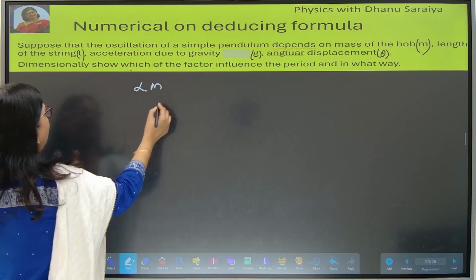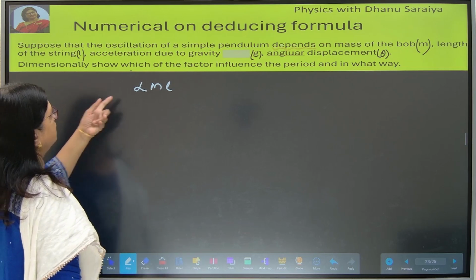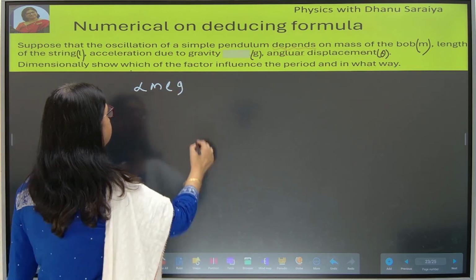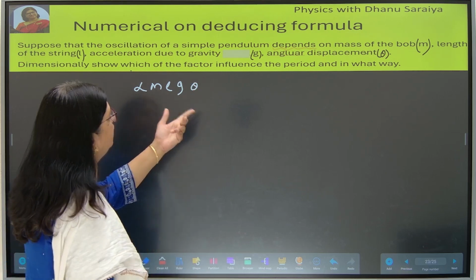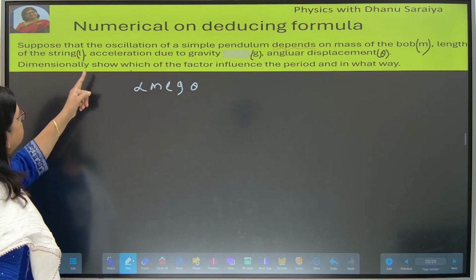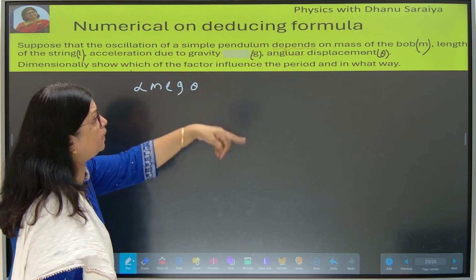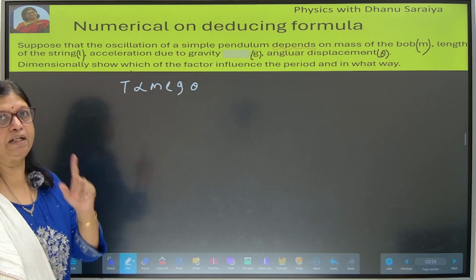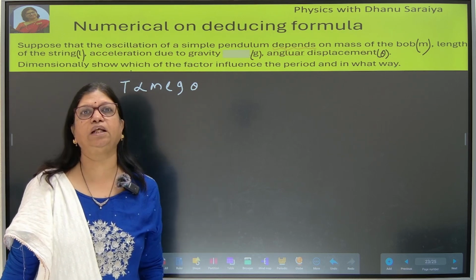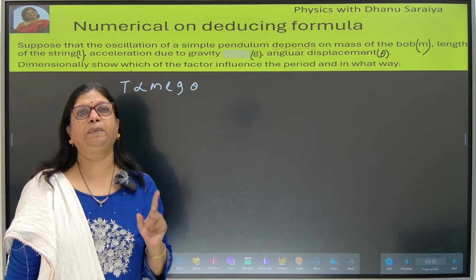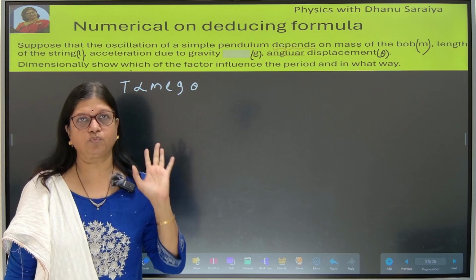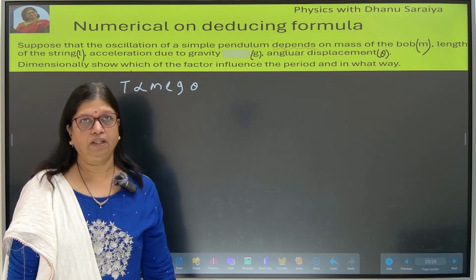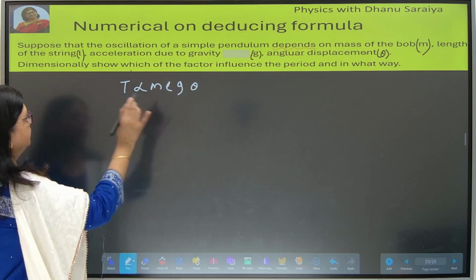Length of the string L as they gave us. Acceleration due to gravity g as they gave us. Angular displacement theta as they gave us. Now what is depending on all this? That is, dimensionally show which of the factors influence the period. So the period we will denote by T. The period of any oscillation is always denoted by a capital T, not by a small t. Small t is for the instantaneous time. Clear? Okay, so T.